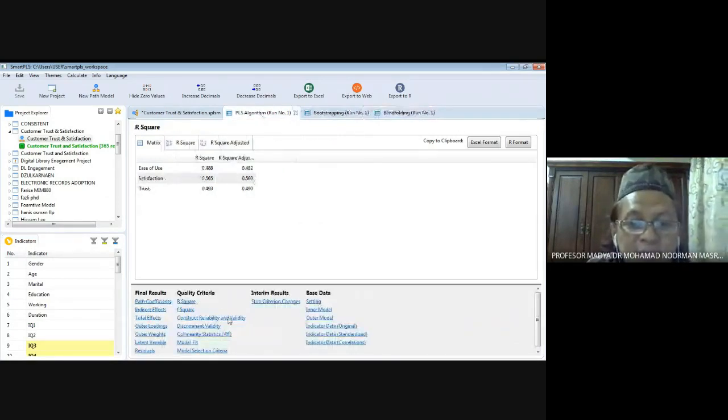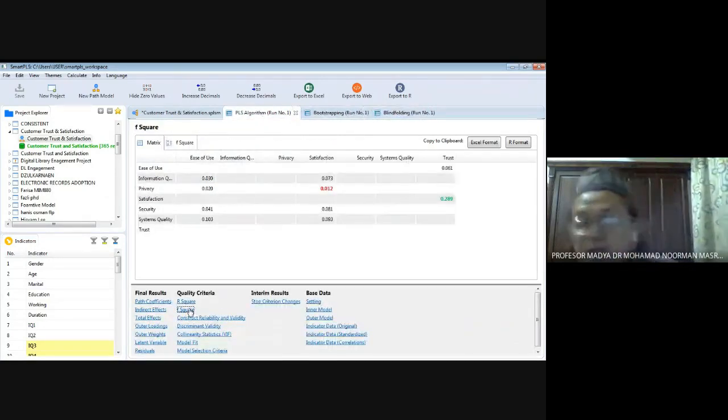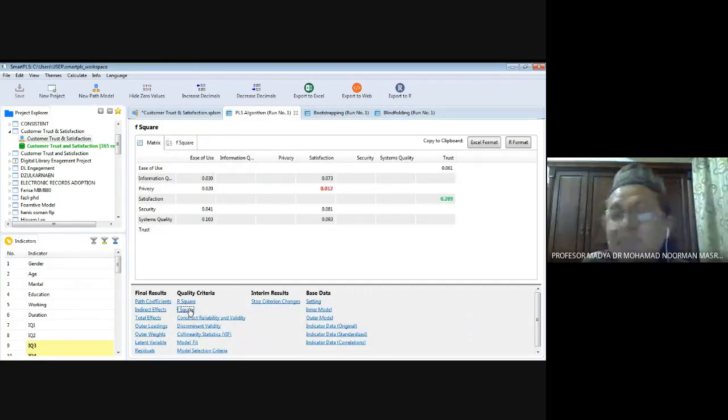Another thing is the F square. Now F square, this is about effect size. Effect size means probably because the sample size is too big, and then by chance you get some of the hypotheses supported. Here, as long as the value is not above 0.3, no issue. Here the biggest is 0.289, so it's not bigger than 0.3, so it's not an issue. So don't worry about this F square. Now for PhD, I think you have to report. For the masters, it's fine. I think if you don't report, also fine.